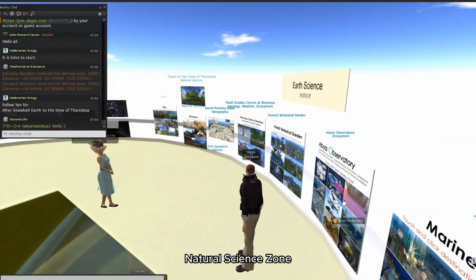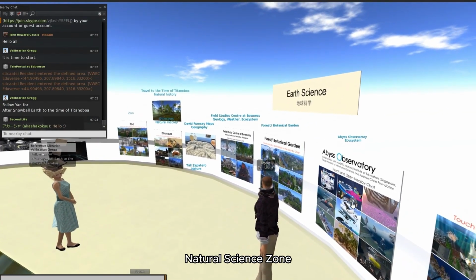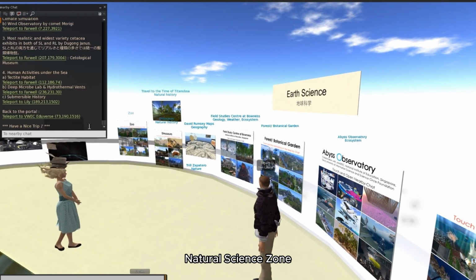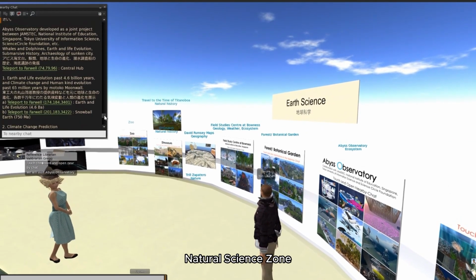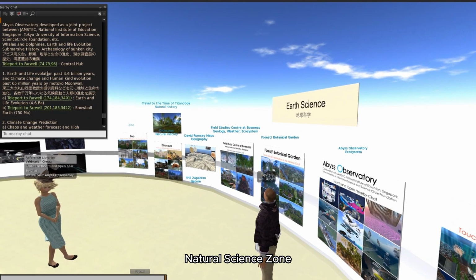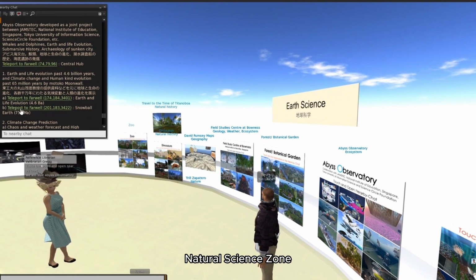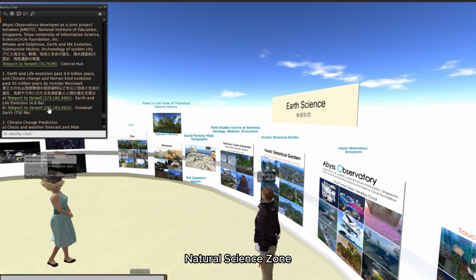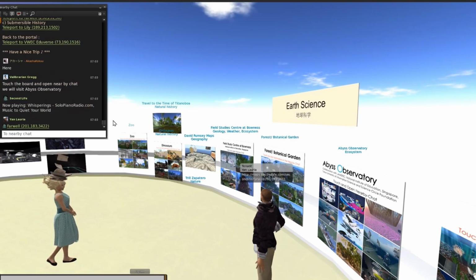First, we visit Abyss Observatory. Please touch this board and open your nearby chat window. The destination number 1, Earth and Life Evolution. And B, teleport to Farewell, Snowball Earth. So please teleport.